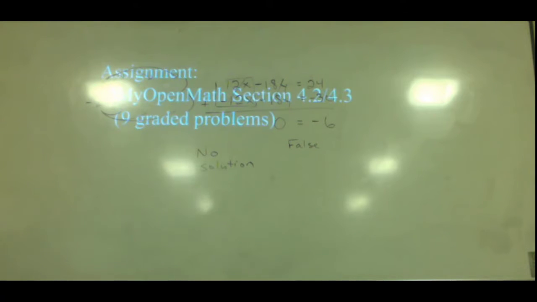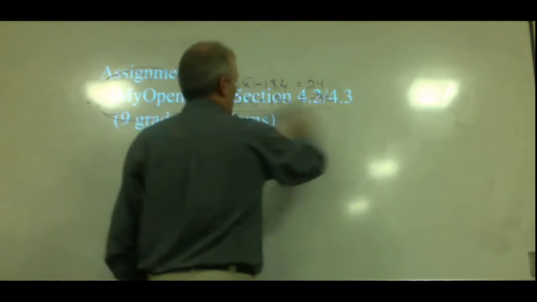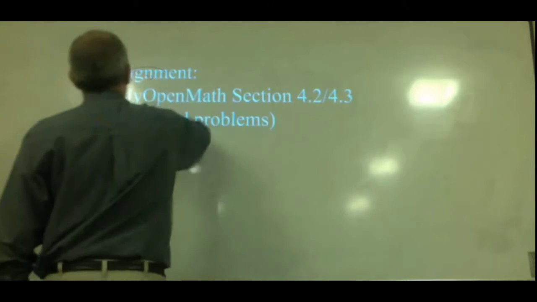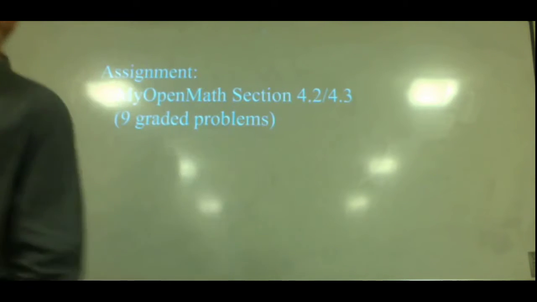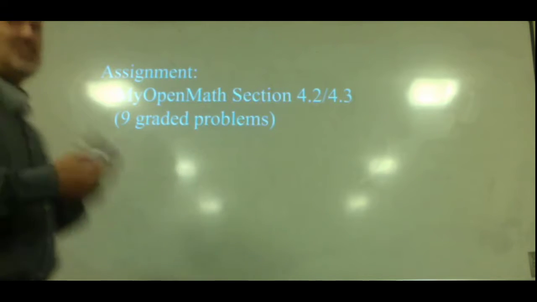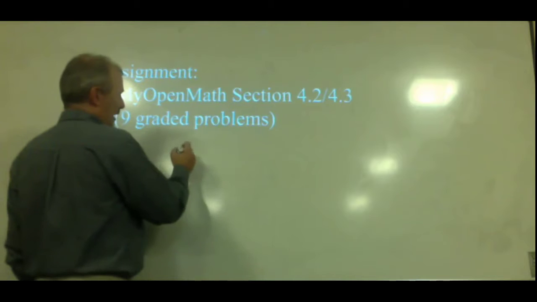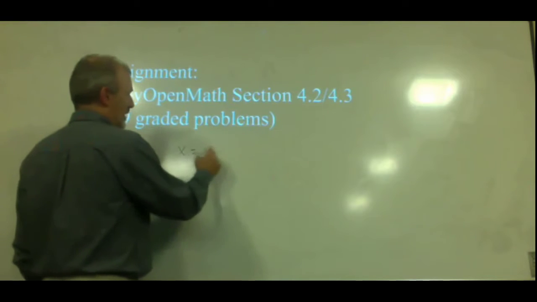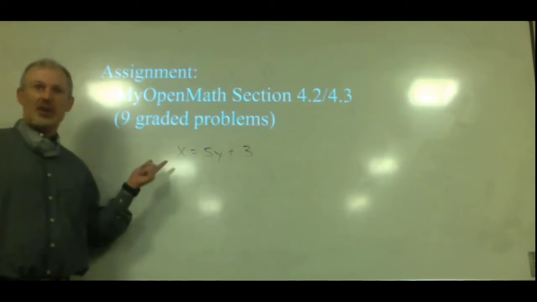So like I said, 4.2 and 4.3, there are 9 problems, and probably follow the directions on what they say on the homework, but on the test, I don't specify you have to do this by substitution or you have to do this by elimination. But here's what I'll tell you. Sometimes it's easier to do certain problems with substitution. For instance, if I saw a system and one of the equations was x equals 5y plus 3, this is set up for substitution right away, right?